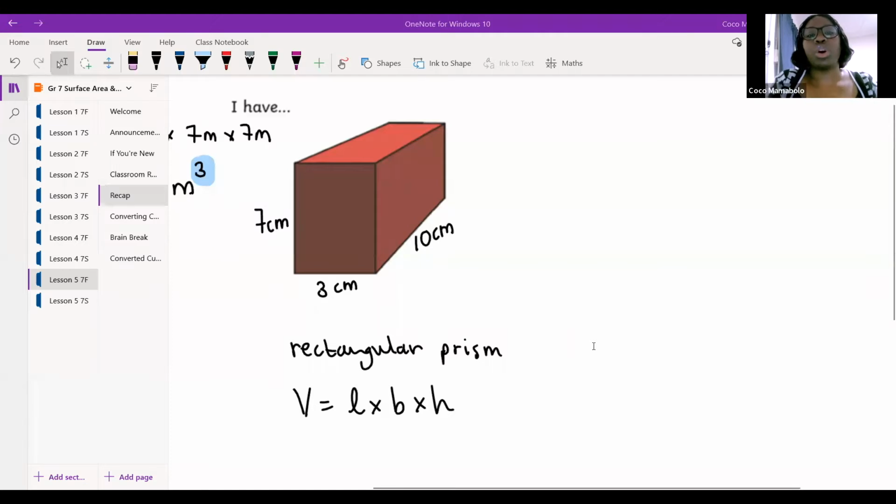Excellent. All right. So my volume, guys, remember, my length is always going to be my longest side that's on the floor at the bottom. So the flat side, the horizontal side. So this is my length over here. My breadth is going to be my shortest side at the bottom, and my height is always going to be the one going from the bottom up. So this is going to be my height. So everybody pop your answer into the chat for me. What is the volume of this shape, of this rectangular prism? V is equal to.